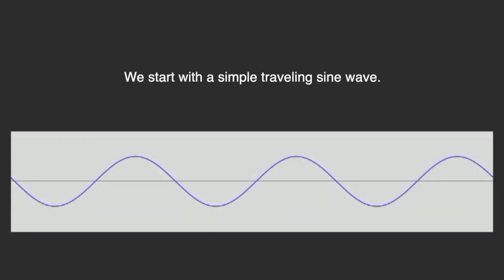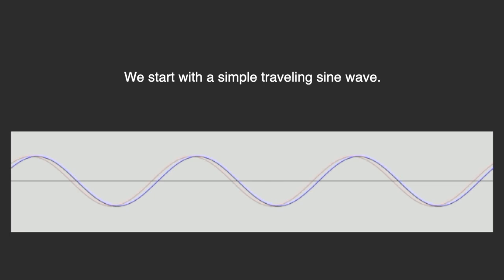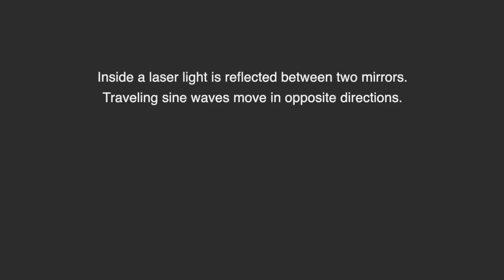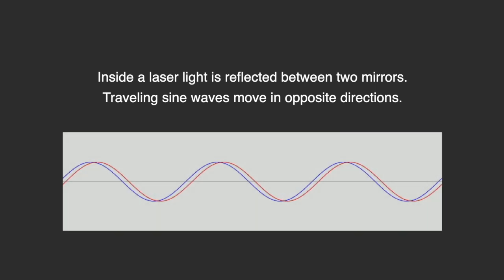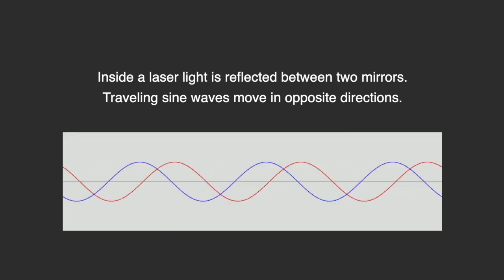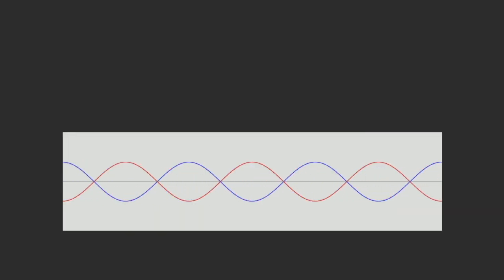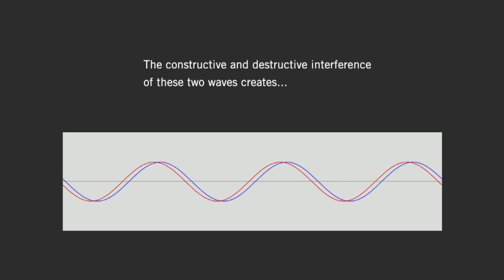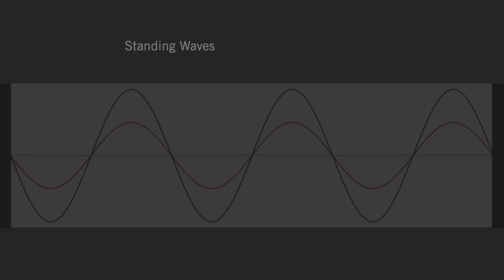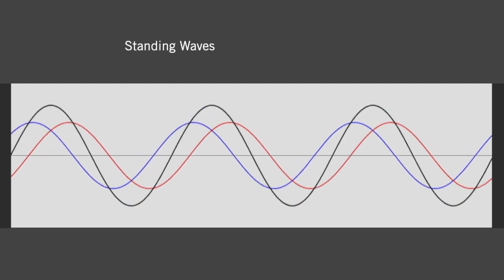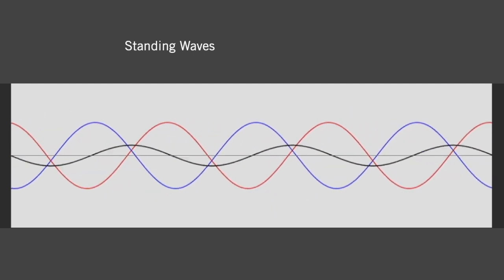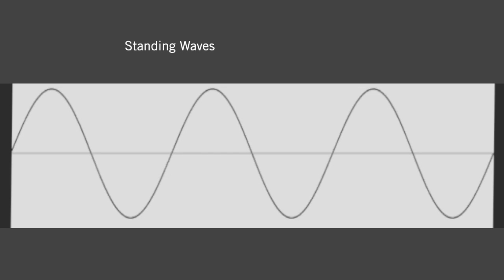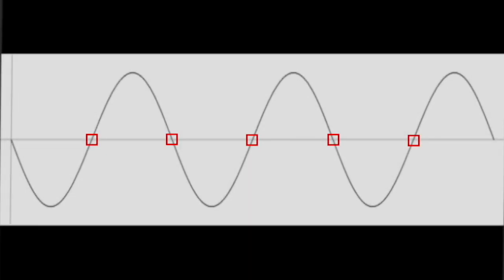We start with a simple traveling sine wave. Inside a laser, light is reflected between two mirrors. Traveling sine waves move in opposite directions. The constructive and destructive interference of these two waves creates standing waves. Standing waves have stationary nodes.